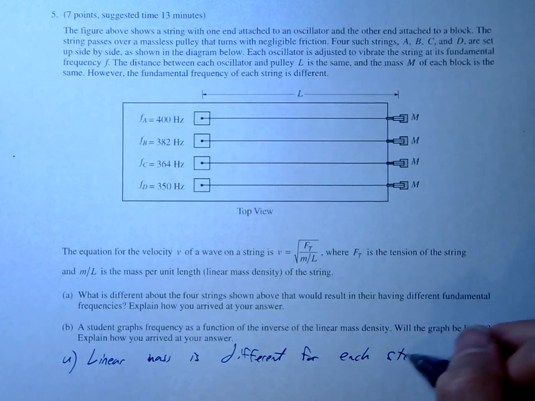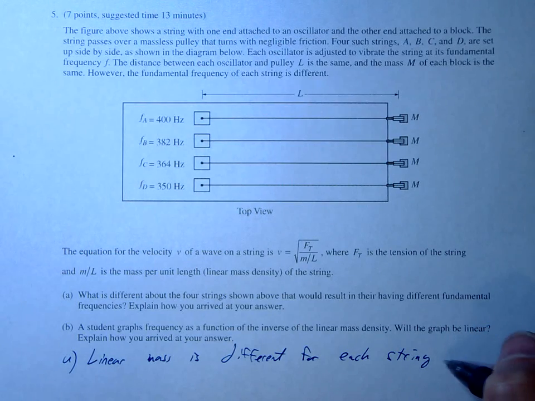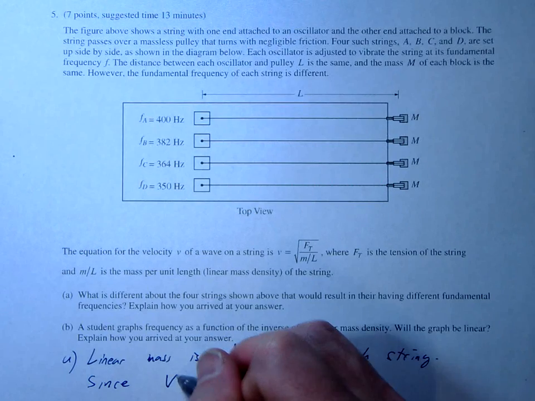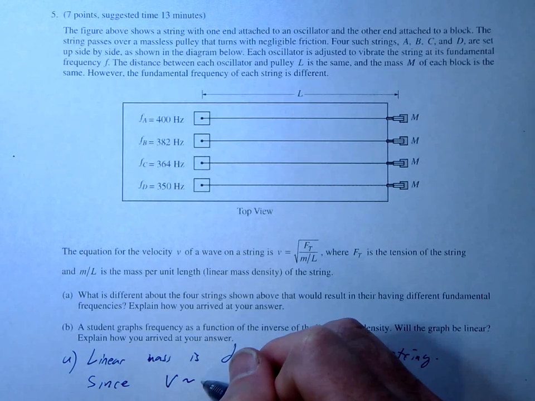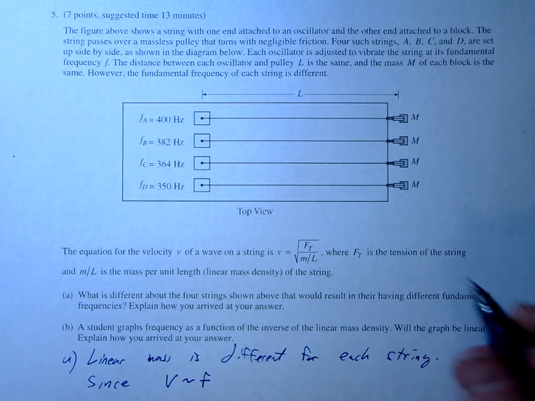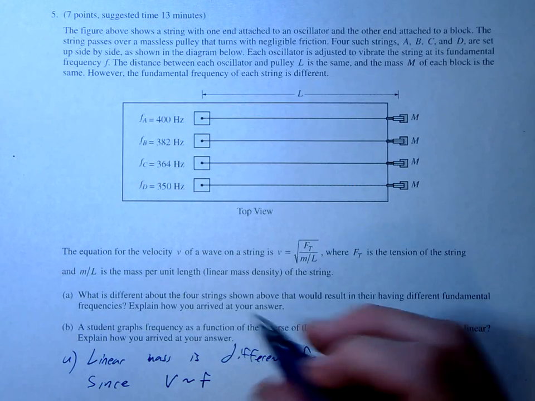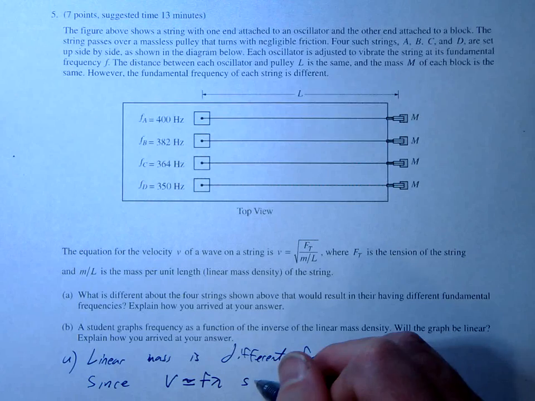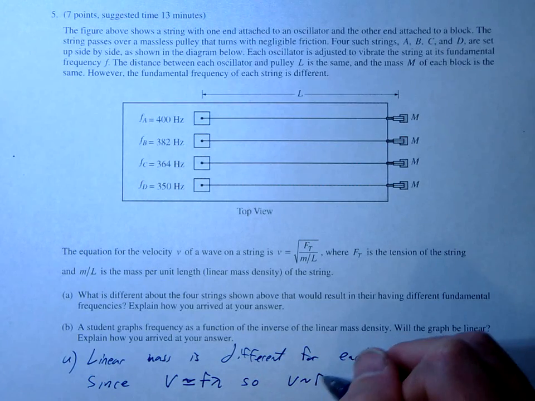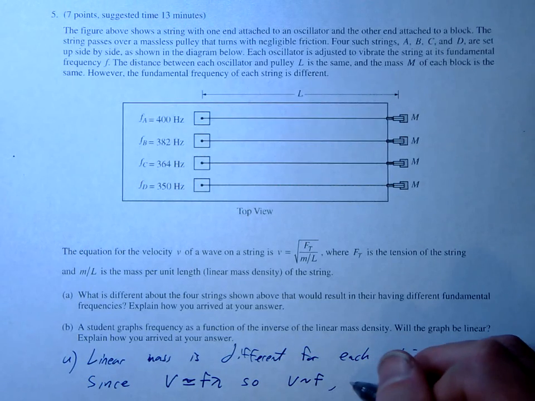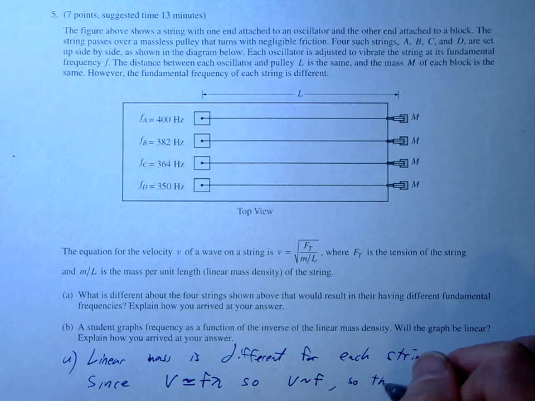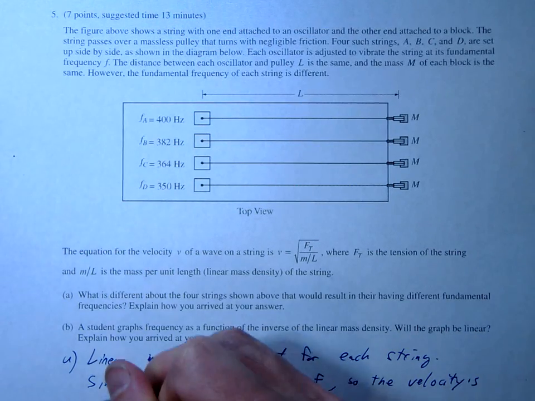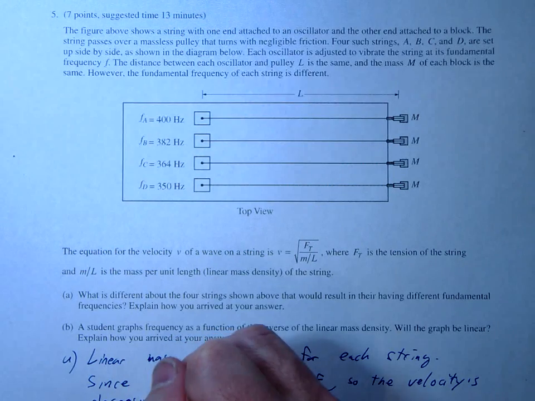Each string, right? Because, well, since V is proportional to frequency, because V equals F lambda, we'll just write that V equals F lambda, so V is proportional to frequency, so the velocity is decreasing as the frequency is decreasing.